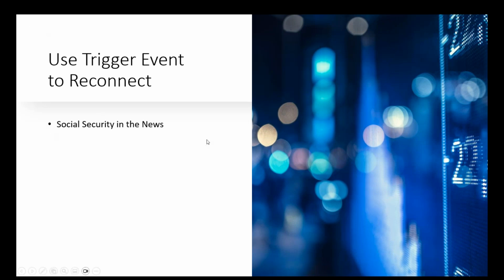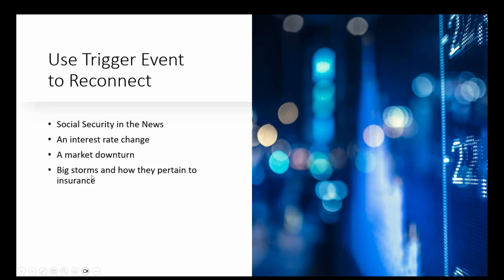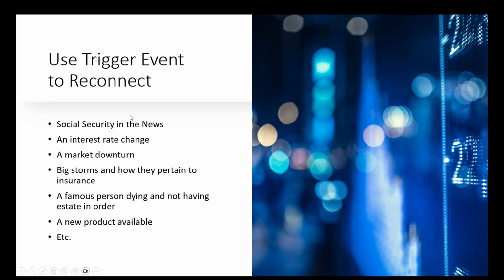You could also, if Social Security is in the news, send them a note about Social Security and say let's get together and do a Social Security analysis for you. If there's an interest rate change and how that could affect them, if there's a market downturn, if there are big storms and how it pertains to their insurance, because we have tools that we can help them with when it comes to their property casualty. A famous person dying and not having an estate in order, a new product that's available, et cetera. Find something that's in the news that you can then reach out to them and say, hey, you probably saw this in the news. I have some information you might want.